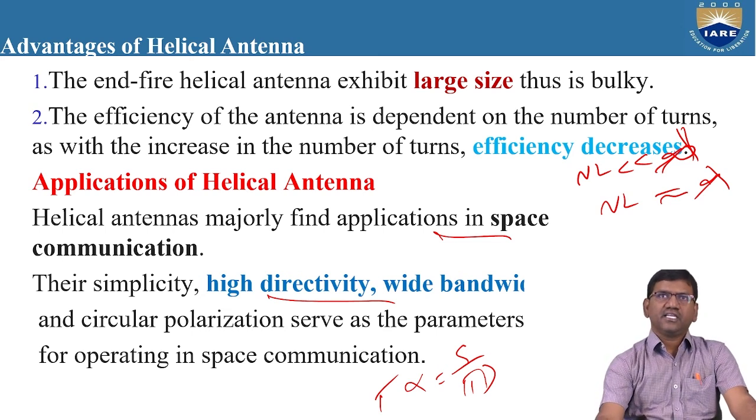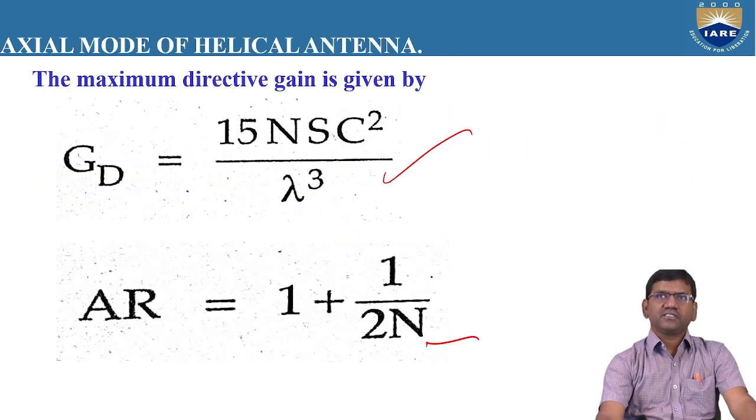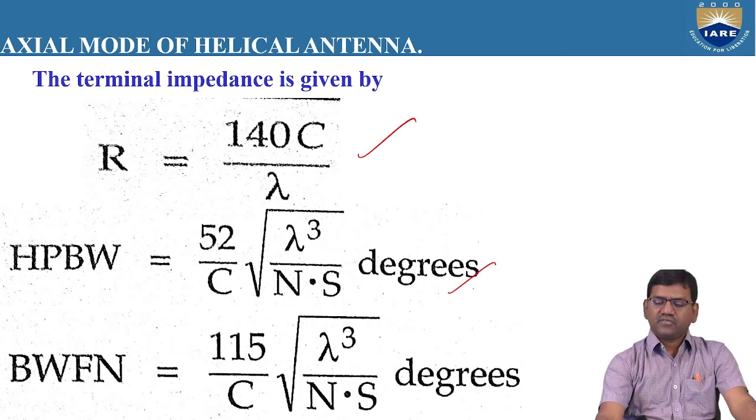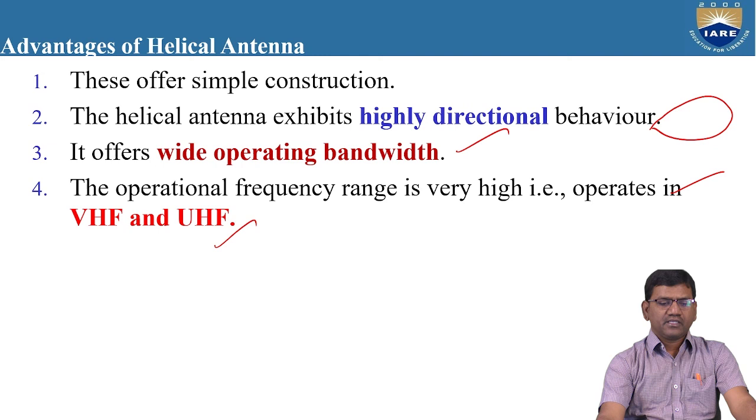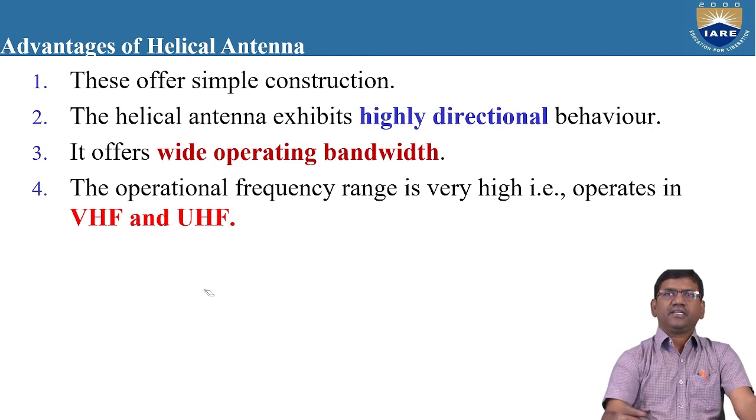So if you want to design a helical antenna, you need to design based upon the equations we have shown here. The directivity is given by 15 ns C square by lambda cubed, and R is equal to 140 C by lambda. So these are the things we need to remember for designing a helical antenna.